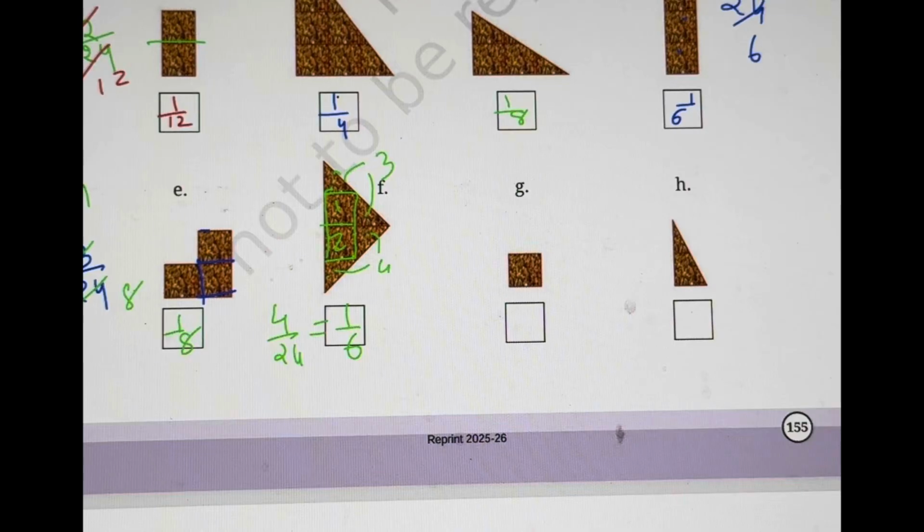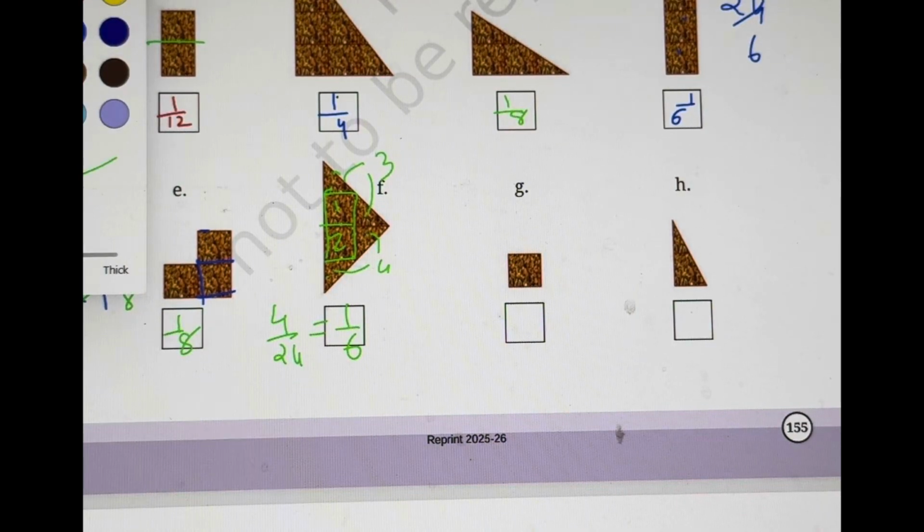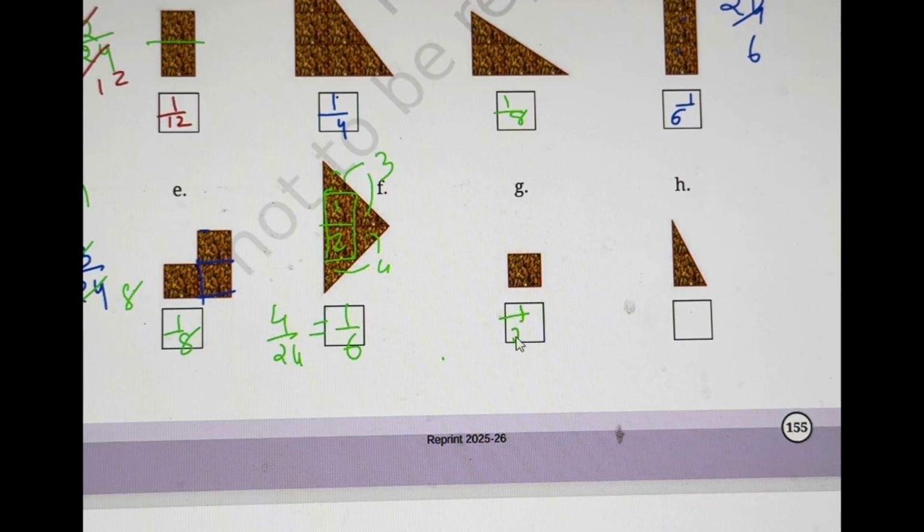Question number G. Now this, when there are full squares, now it is easy with the method which I explained. This is 1 out of the 24 pieces. So you can directly write it as 1 upon 24. This is one small square, and we saw that there were 24 such pieces. So the answer will be 1 upon 24.